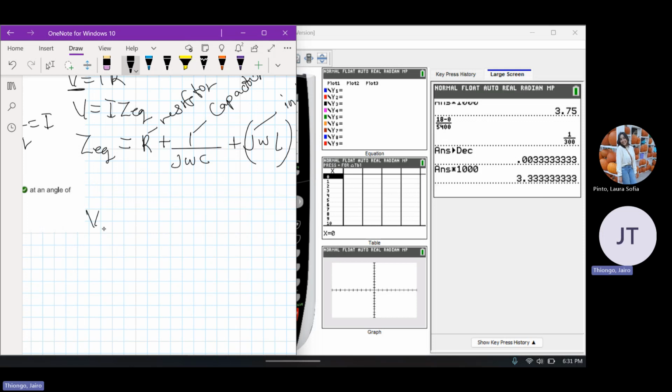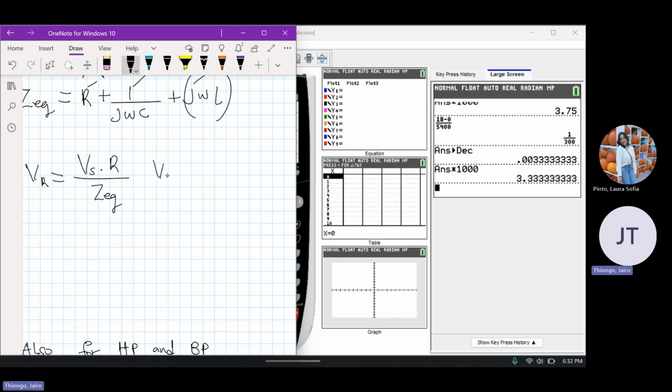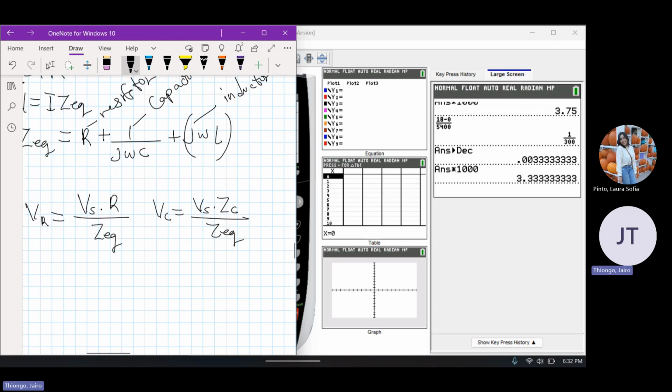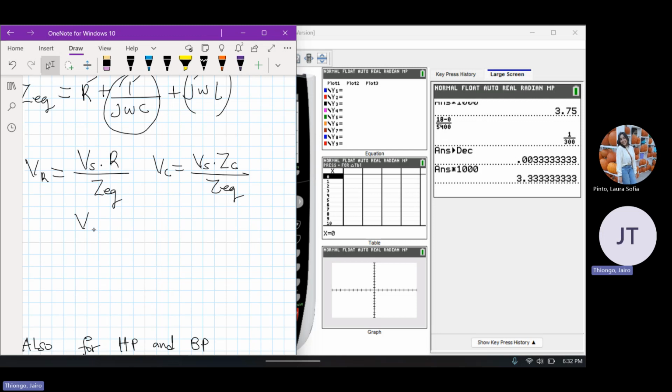Let me write it down here. Voltage across the resistor will be V source multiplied by the resistor value over the Z equivalent that you calculated before. And it will be the same for the voltage across the capacitor: V source multiplied by the Z for the capacitor, not for the whole thing, over the Z equivalent. And how to find Z for the capacitor? It's essentially just this component, not having been added to calculate the Z equivalent. And for the voltage across the inductor, it'll be the same formula.